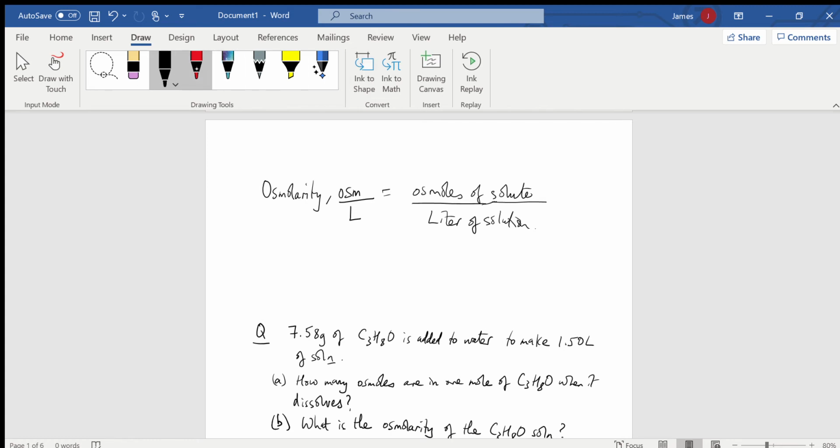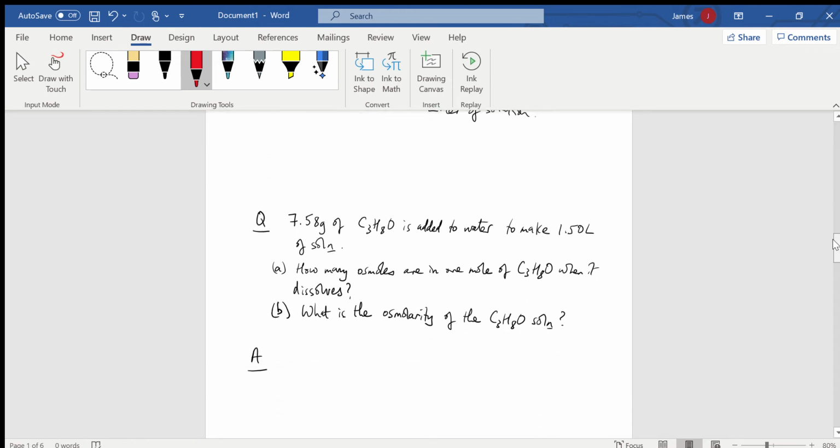Now here the big difference is, what's the difference between an osmole and a mole? Here osmoles, because osmoles are a colligative property, we're interested in the number of species dissolved in the solution. Okay, so we'll keep that in mind.